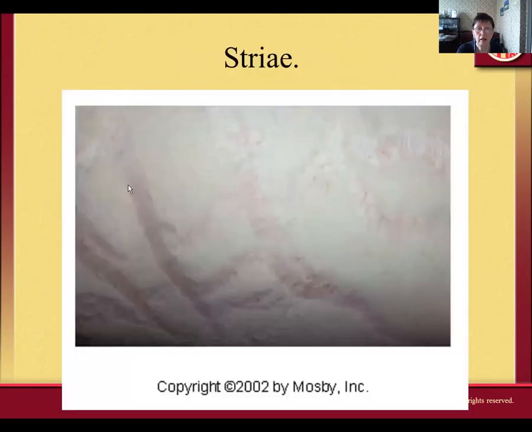We can see these so-called striae. This is connective tissue due to stretching of the skin. When, for example, the abdomen is enlarged due to ascites or obesity, such stretched skin lines may appear, which are called striae.